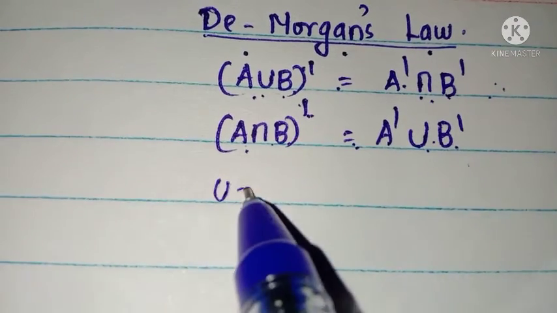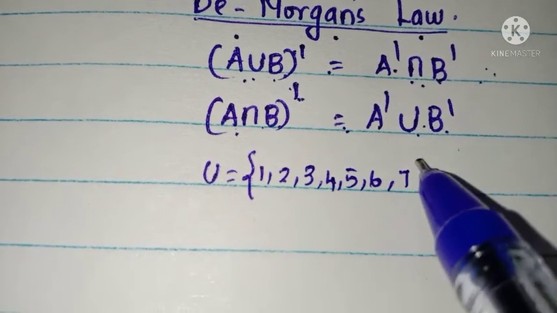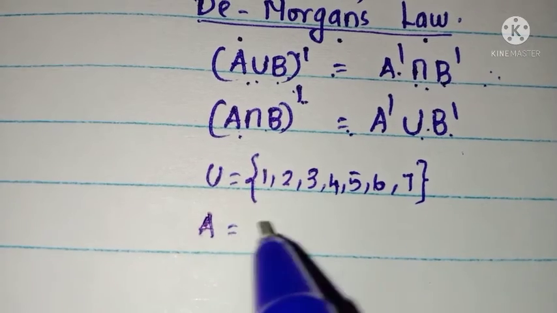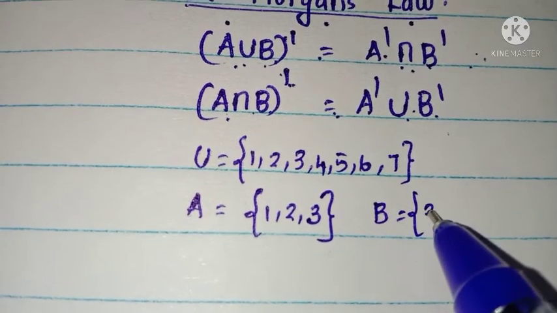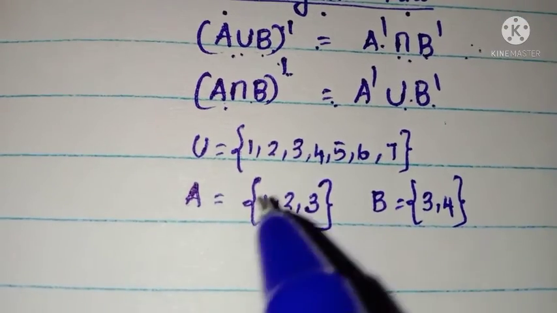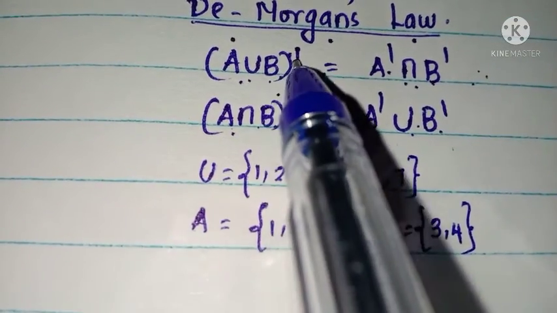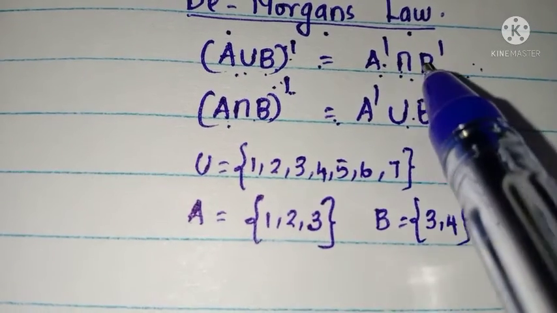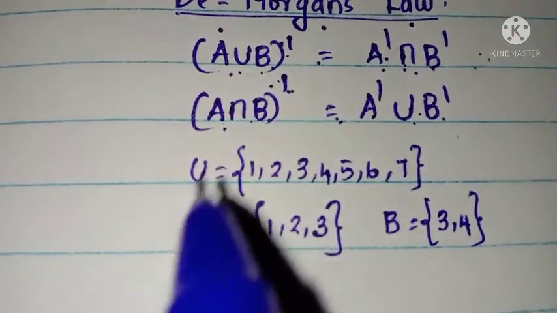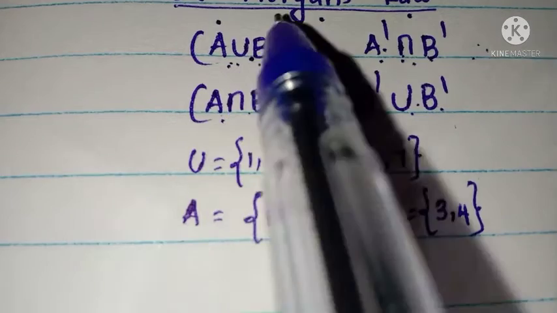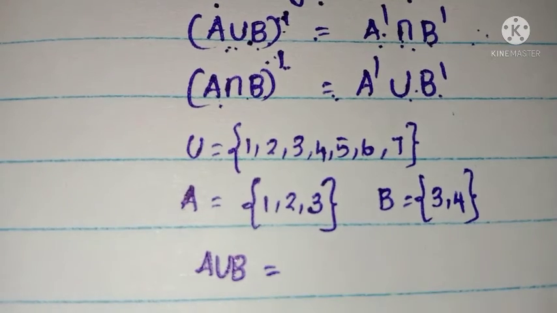Now let's see some problems, how to verify De Morgan's law. See this example. Suppose we have a universal set 1, 2, 3, 4, 5, 6, 7 and two sets A and B, defined as A equal to {1, 2, 3}, B equal to {3, 4}. It's a simple example. First result we want to verify: (A union B) the whole complement equal to A complement intersection B complement. Listen, first we want to find LHS. LHS is (A union B) the whole complement.